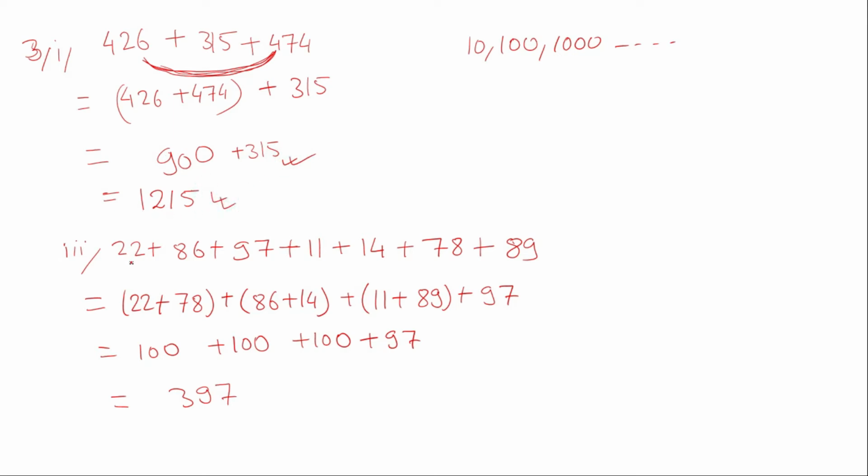Now in part 3 all these numbers are given, so we will choose the numbers which we can make into multiples of 100 or 1000. If we add 22 with 78, we will get 100. If we add 86 with 14, we will get 100, and when we add 11 with 89, we also get 100. So 100 plus 100 plus 100 and 97 is left, so we write it as it is. 100 plus 100 plus 100 is 300, plus 97 is 397. That will be the answer.